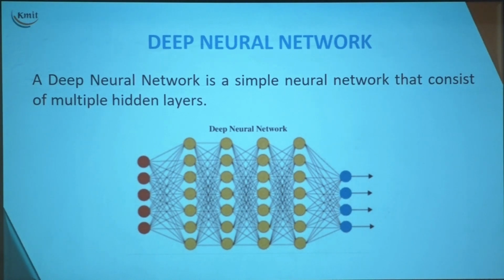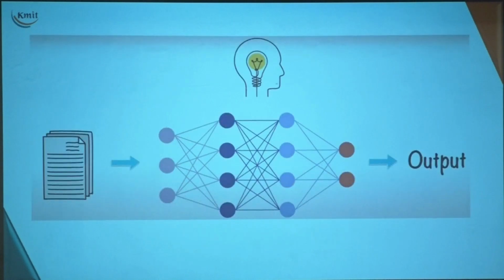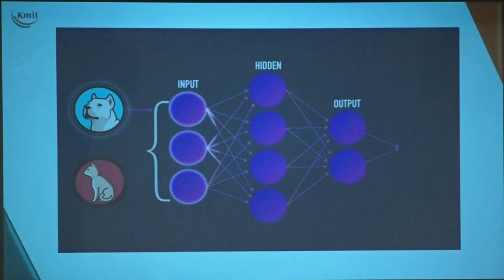That is why the name deep learning. So this kind of network is called a deep neural network, or we call it deep learning. Okay. So what does an ANN architecture do? It takes the input, processes that input in the hidden layers and produces the output.